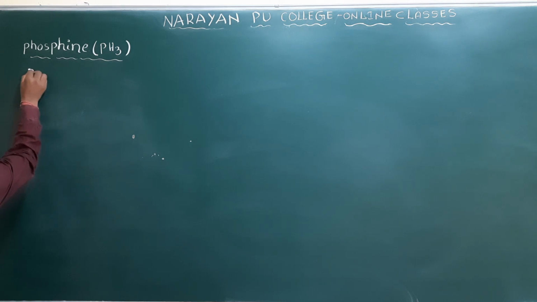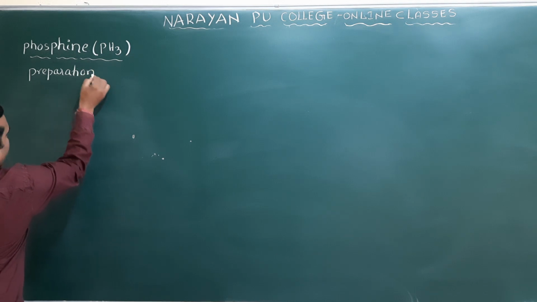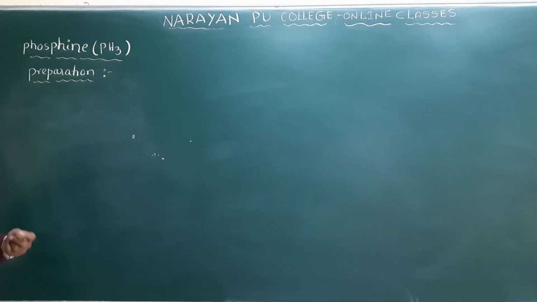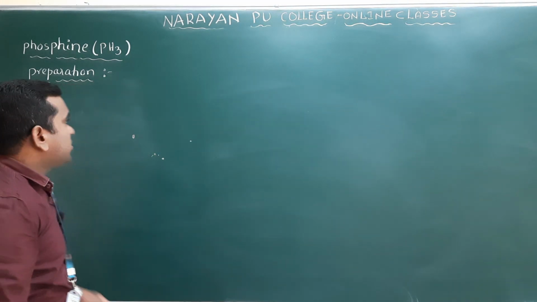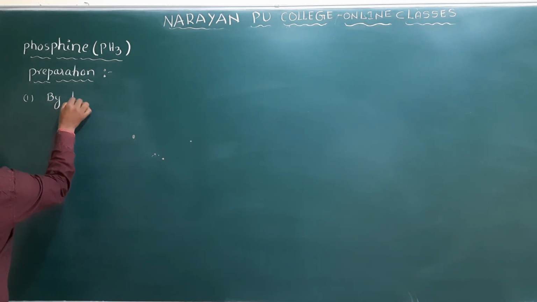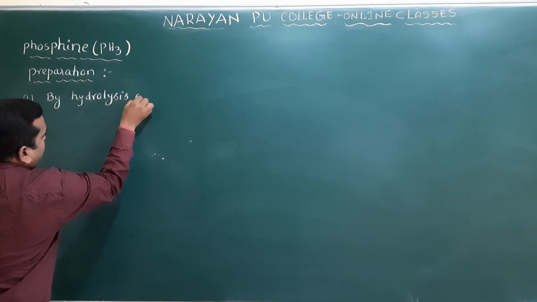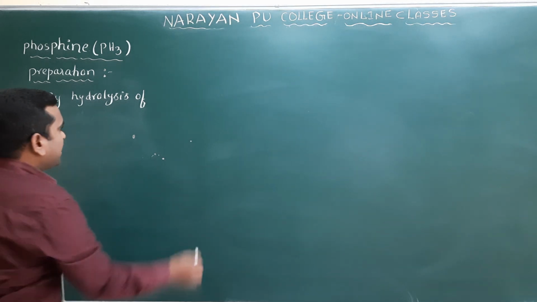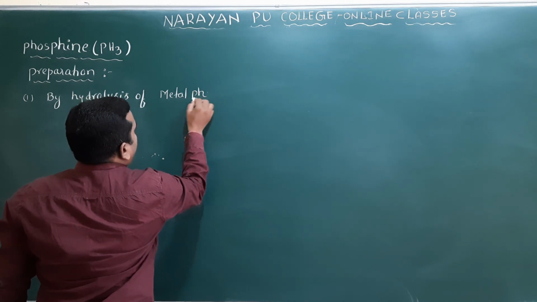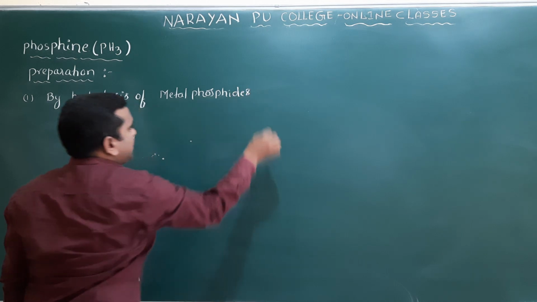First one is preparation methods. Preparation of phosphine. How will we prepare it? The first method is by hydrolysis of metal phosphides.